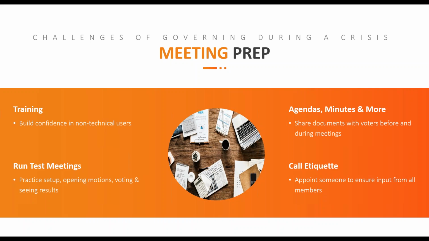You also want to make sure that you're sharing the agenda, the minutes, things along those lines, where voters are able to see necessary documents before they're voting. That may be the text of motions, that may be bios, that may be the meeting minutes from the prior meeting that they need to approve. Making those available in a convenient place is really important for voters.